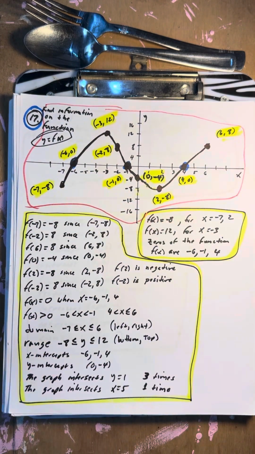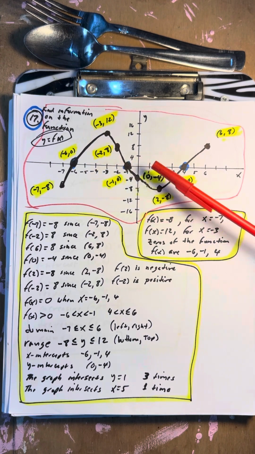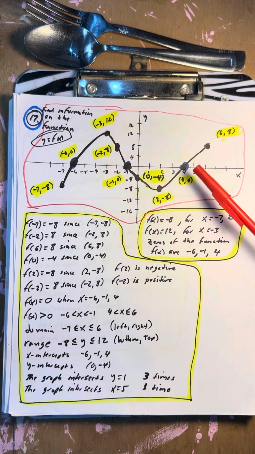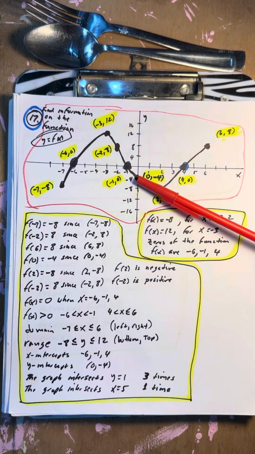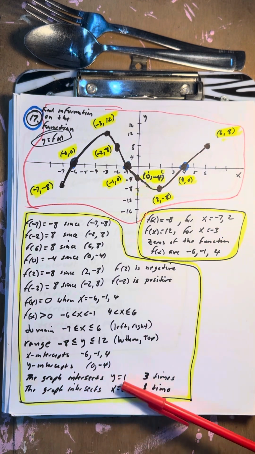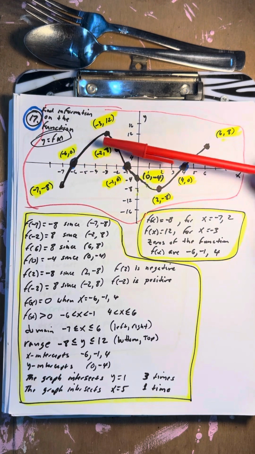All right. So now, x-intercepts. Right here. See the x-intercepts? Negative 6, negative 1, 4. Okay. Y-intercept. Right here. See that right there? That's the y-intercept. So it's at 0, negative 4. The graph intersects y equals 1. If y equals 1 is a graph like this, how many hits do you see? I see 1, 2, 3 hits.